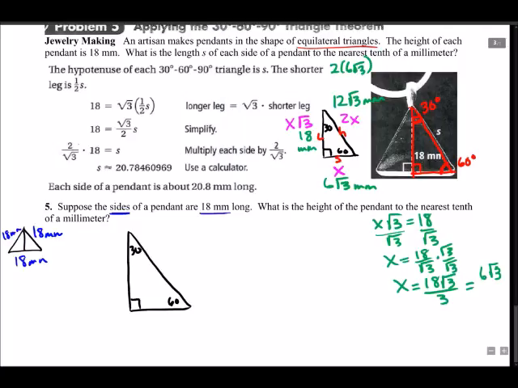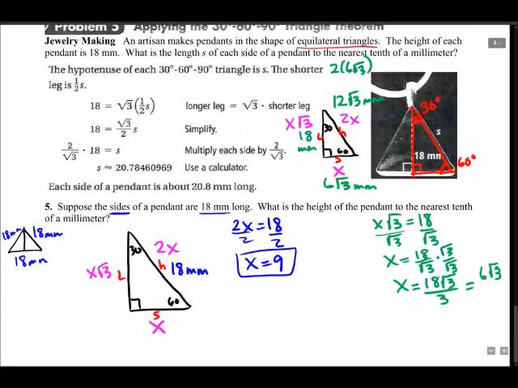And so I have my hypotenuse here. This is my short side. This is my long side. And I'm going to label the short side x, the hypotenuse 2x, and the long side x root 3, because that's how it always is. And I know that my hypotenuse here is my side. This is 18 millimeters. So I know that 2x equals 18 millimeters. Divide by 2 on both sides. I get x equals 9.